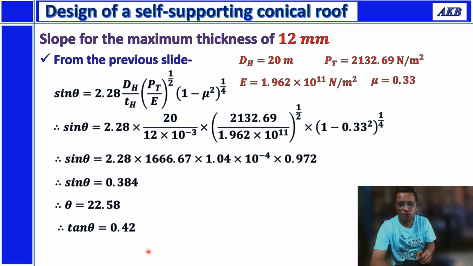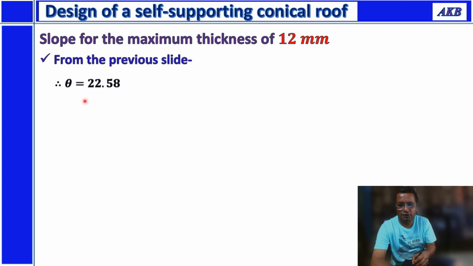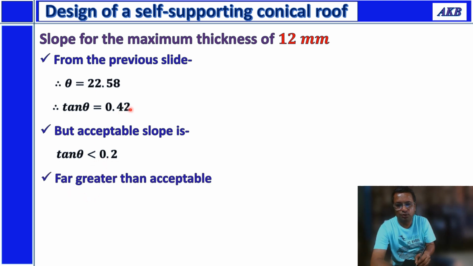but the permissible slope is 0.2. At the most, it can be 0.2. Okay, so from the previous slide we got theta as 22.58, that is, tan theta is 0.42, but the acceptable value of tan theta is 0.2. Maximum it could be 0.2, it has to be less than 0.2. Therefore, what you have got with 12 mm is far greater than acceptable.